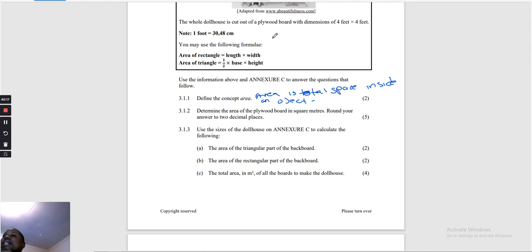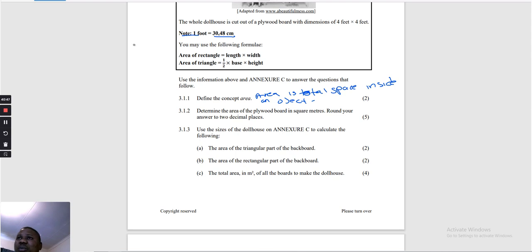It means that they're going to buy a square plywood board and they're going to cut all those pieces that they want there. But they say they want what? The area of that board that they're going to buy. But your answer should be in meters. Then you're given the relationship between the feet and the centimeters. So what you have to do here is to convert the feet into the centimeters.